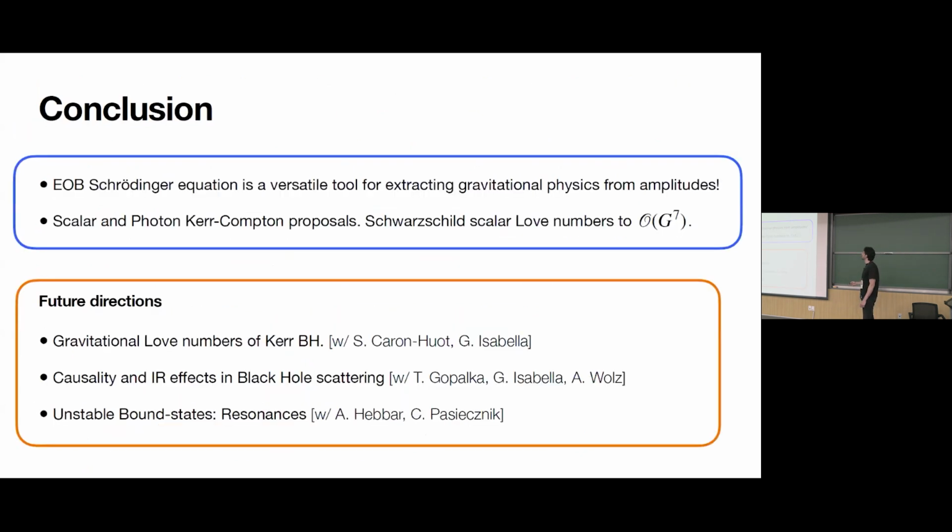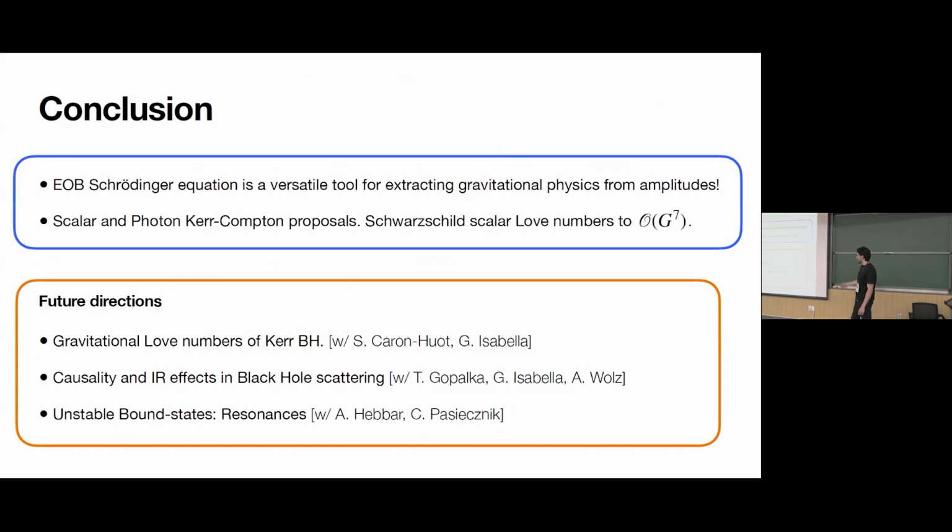Okay, so let me conclude. I hope to have convinced you that this EOB equation is a very nice tool for gravity. We proposed some scalar and photon Kerr-Compton amplitudes, and we predicted some Schwarzschild Love numbers to order G^7.